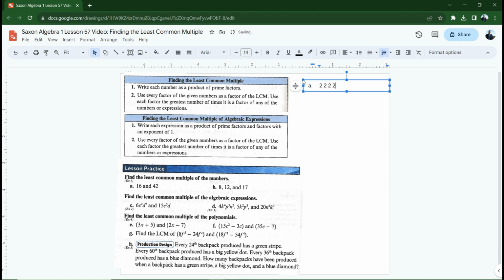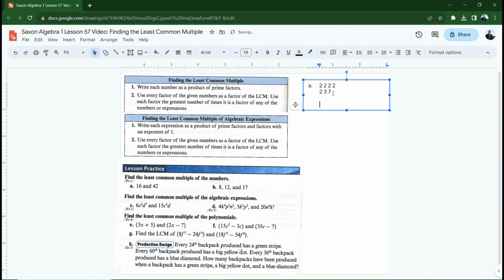So 16 is 2 times 2 times 2 times 2. I could have figured that out using a factor tree. 42 is 2 times, this one's harder, 21. 2 times 21. 21 is 3 times 7. So 42 is 2 times 3 times 7. These are all the prime factors.